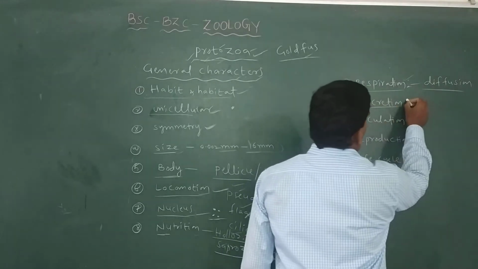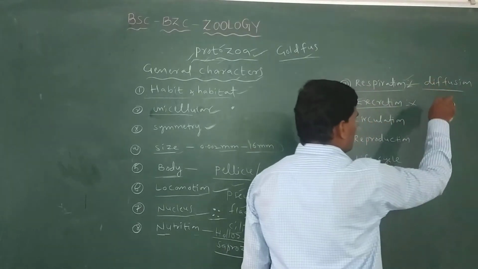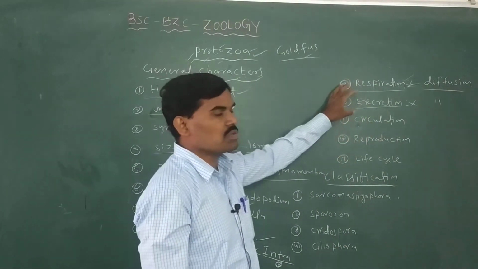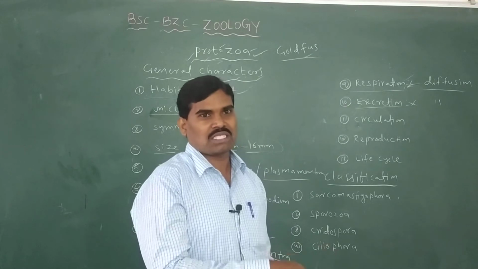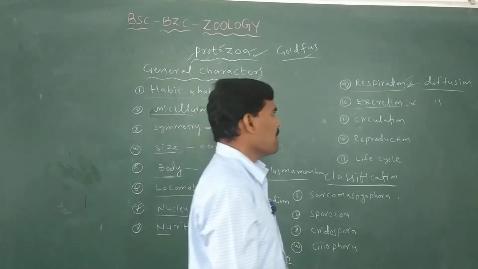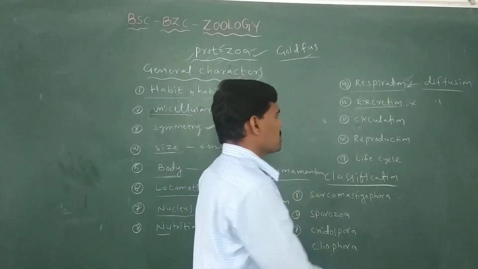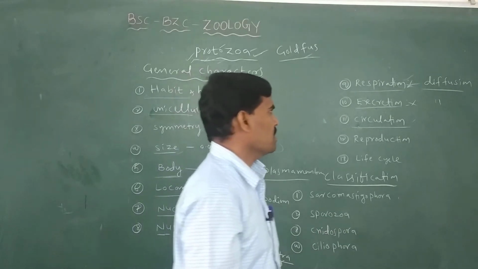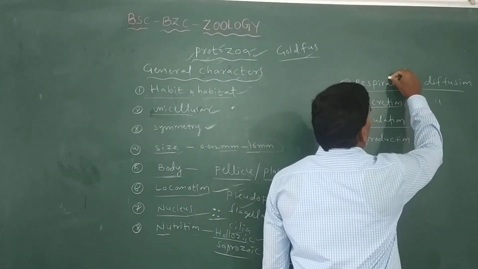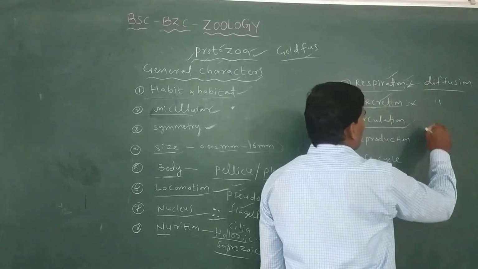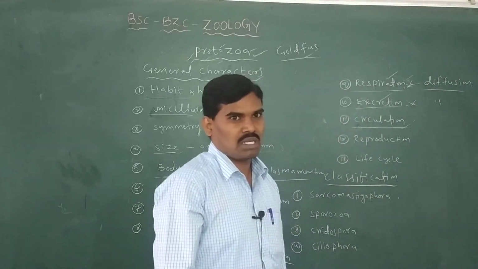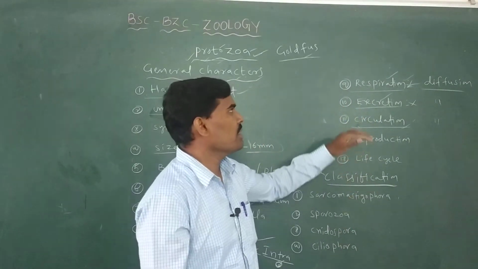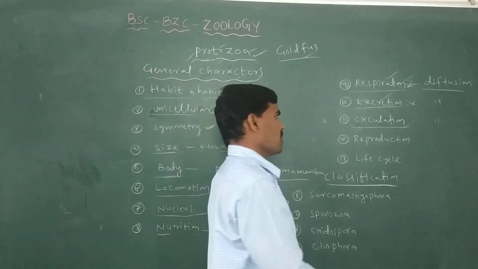Next, excretion. Excretory organs are absent, and respiratory organs are absent. This is also simple diffusion, exosmosis or endosmosis through the plasma membrane. Next, circulation. The heart and circulatory system are absent. The respiratory, excretory and circulatory functions all occur through diffusion across the plasma membrane.